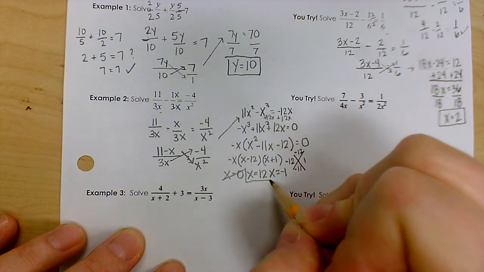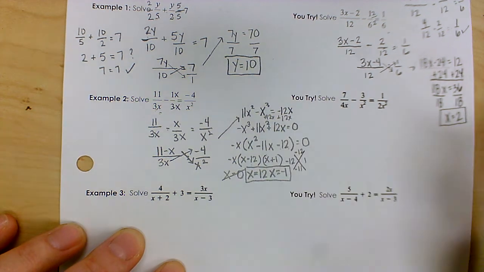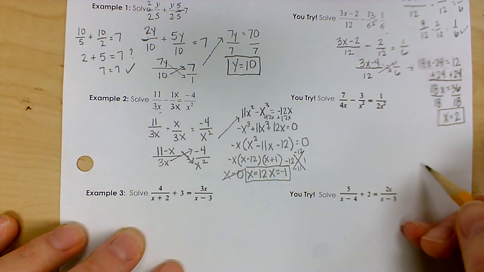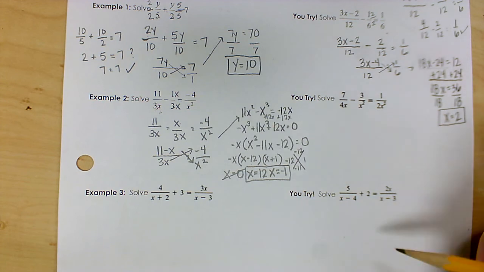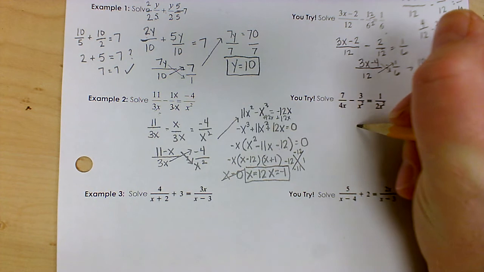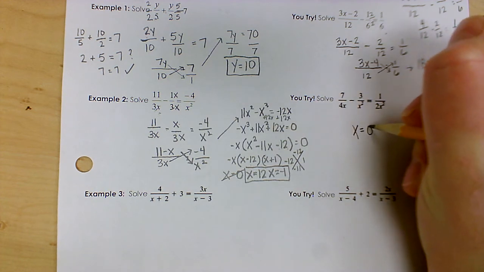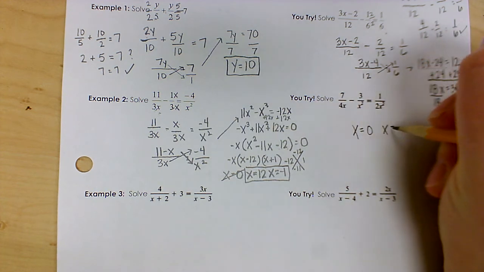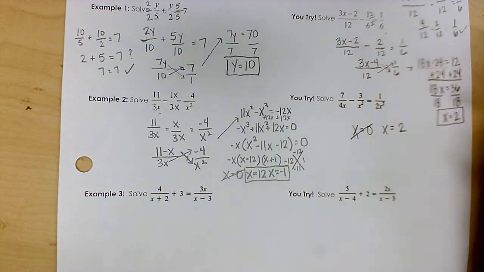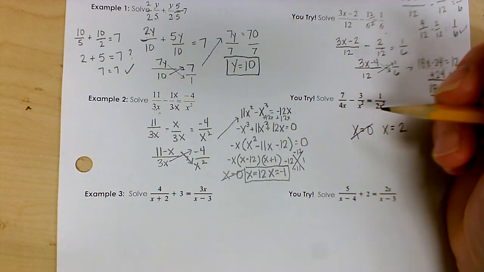So this is not a solution, but these two are. Okay? Now, I'll go back at the end of the video and write the answers to the U-try up here. That way, when you go back and look at them, you can find out. This one, you should get x equals 0 and x equals 2, but this is an extraneous solution. So give that a try and see if you can get that answer.